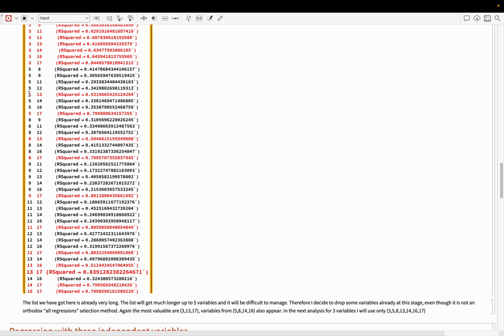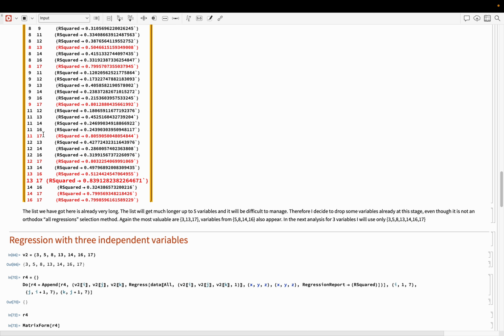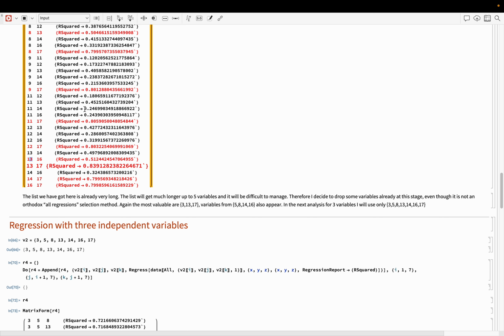Also, the pair 5, 13, no, here is 17, 8, 13, so again variable 13. When variable 13 appears, I also get quite a high number. And what we see here, 17, or 13, 16, yeah, so everything happens among the variables that we have already chosen. The best pair is 13 and 17, and here I have already r squared equal to a little bit over 0.8. So this is quite a good prediction.